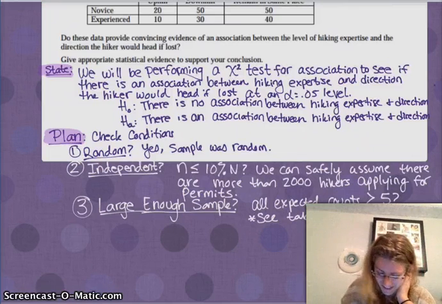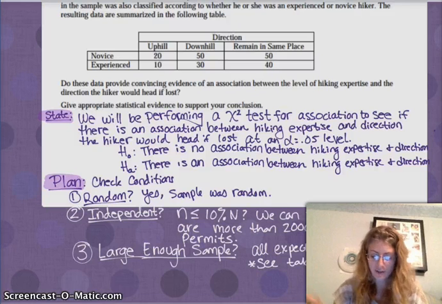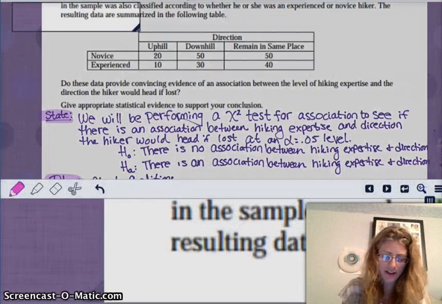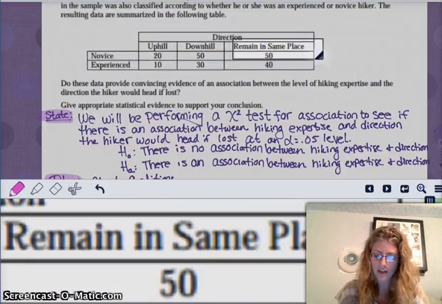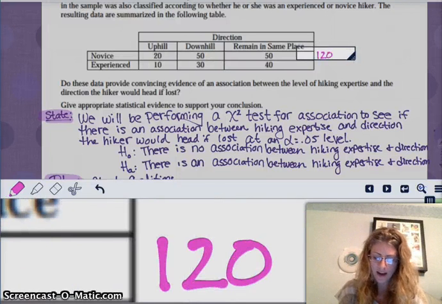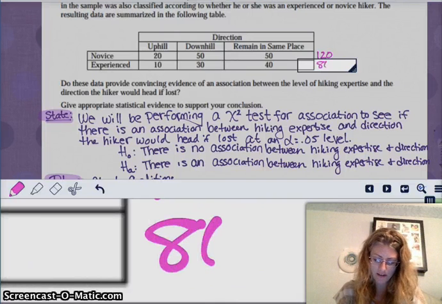Anyways, okay, large enough sample. All expected counts, okay, greater than or equal to 5. Okay, first we gotta find all of our totals. So, I need to find our novice totals. So 50 plus 50 plus 20 is 120. So I'm going to write that in. And then my experience totals are 70, 80.